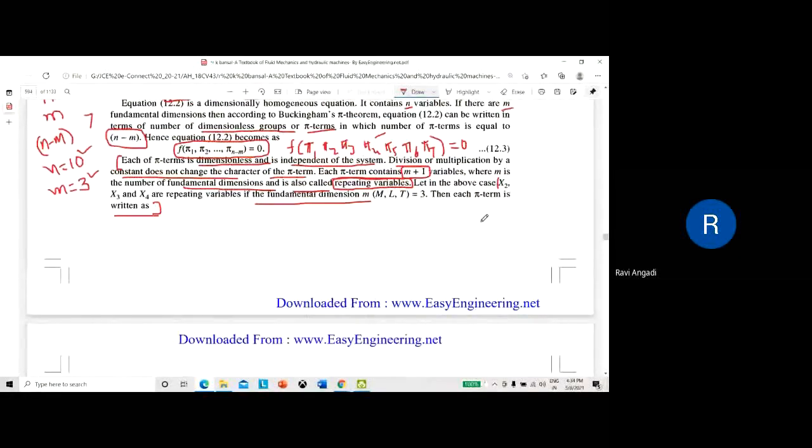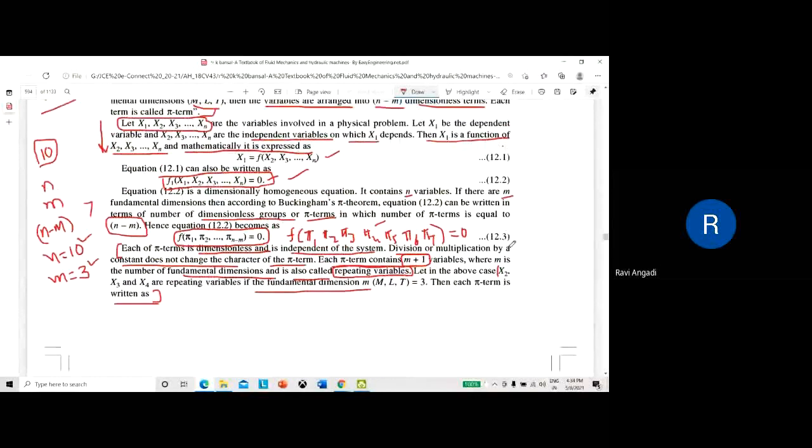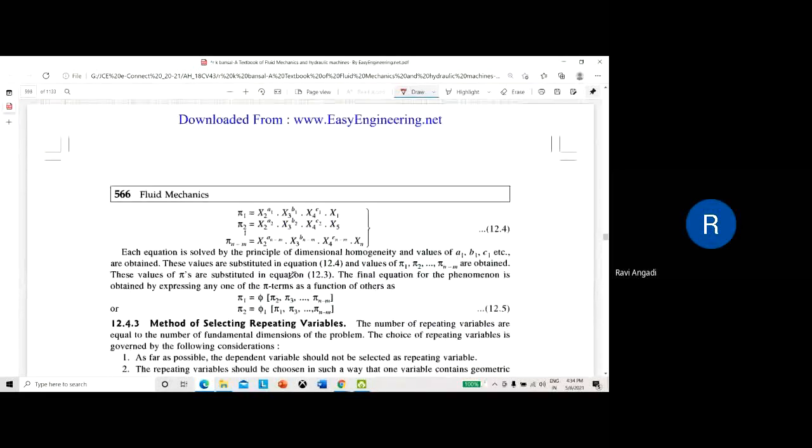And here in this example, I am selecting x2, x3, x4 as the repeating variables, just for example. There are 3 repeating variables, and these 3 will be existing in each pi term. See here, x2, x3. Are you getting here? x2, x3. You all can see, right? I'm highlighting here. Can you see in each pi term?